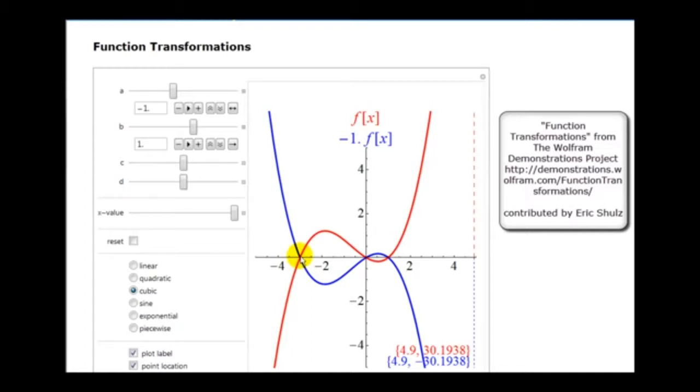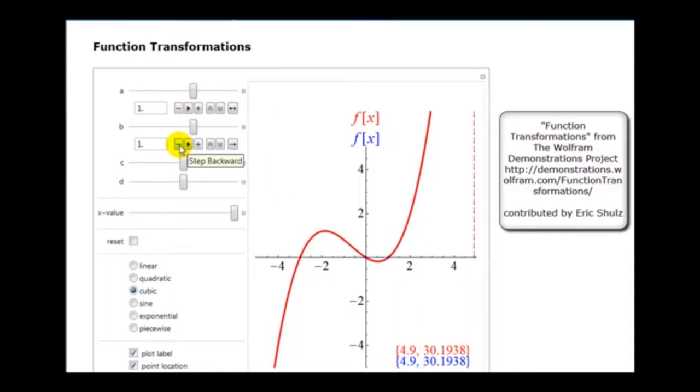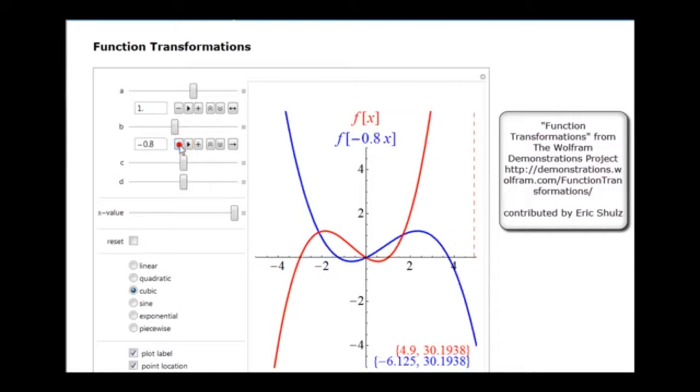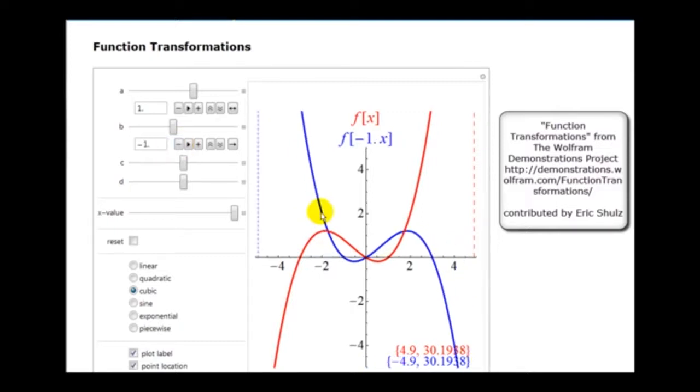Let's now take a look at what happens when b changes from 1 to negative 1. So right now b is equal to positive 1, and as we decrease b, you'll see a horizontal stretch, and then when b turns negative, we'll see a reflection across the y-axis. And when b equals negative 1, we have a perfect reflection of the red function across the y-axis. Let's go and take a look at some of our own examples now.